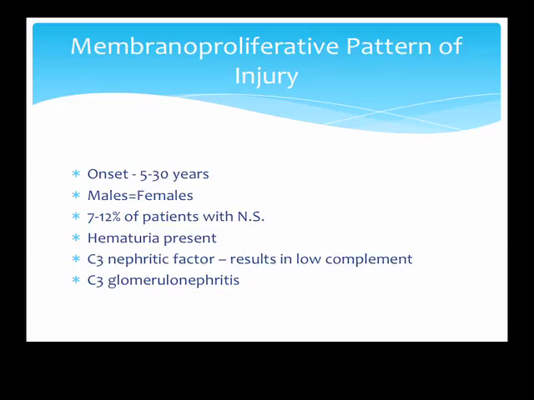These patients will often have significant hematuria as well, and therefore they can present as a mixed nephrotic and nephritic syndrome. Sometimes patients will have what's called a C3 nephritic factor in their serum, which is an autoantibody stabilizing C3 convertase, resulting in low complement levels in the patient's serum. If patients have only C3 in their glomeruli and no immunoglobulins, this is now called C3 glomerulonephritis.